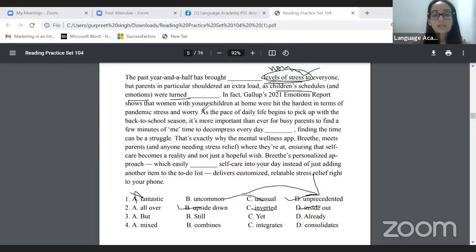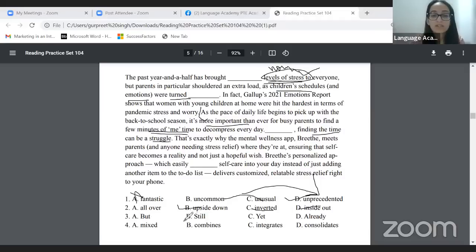So both the sentences are talking about finding time. One is positive, the other one is negative. So here we are saying few minutes of me time. It's very, very important to find me time every day. And then we are saying finding the time is a struggle. Means one side positive, one side negative. So you have to select your connector based on this contrast thing.